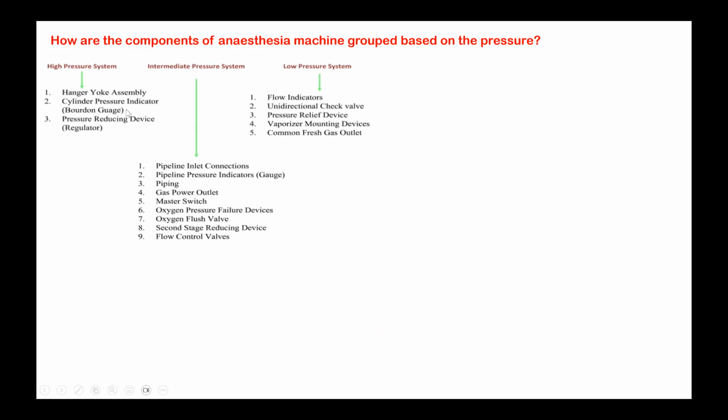What is the pressure if you open a full cylinder of oxygen? 2000 psi. So naturally it will come under high pressure. But what is the pressure at which the pipeline connector supplies the gases to the machine? 45 to 55 psi. Okay, so that is why it is called intermediate. When you come to low pressure, what will be the pressure in the low pressure system? 14 to 15 psi. Okay, so 2000, 55, 15. That is the reason why it has been classified as high pressure, intermediate pressure, and low pressure.